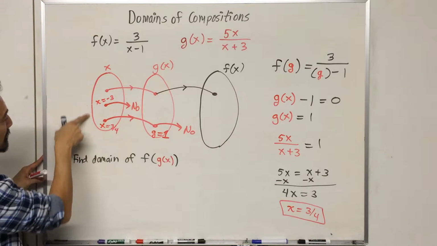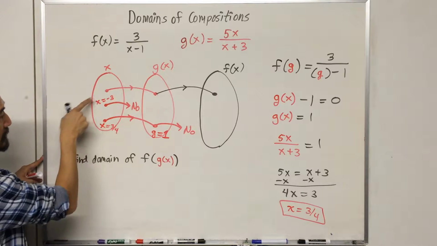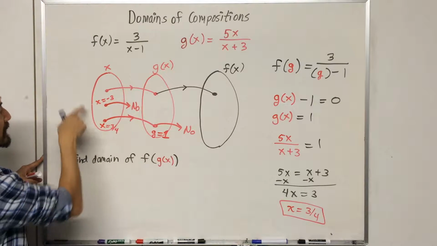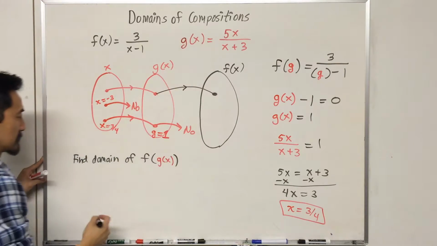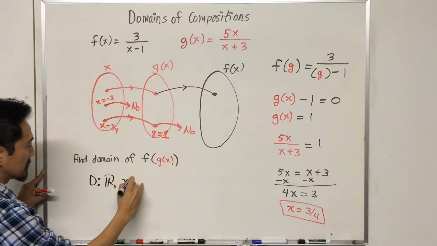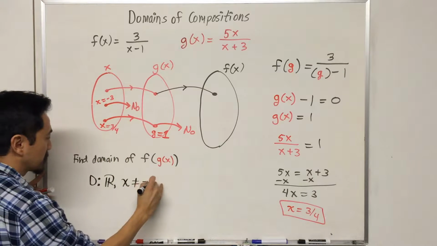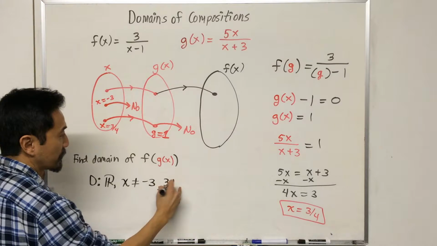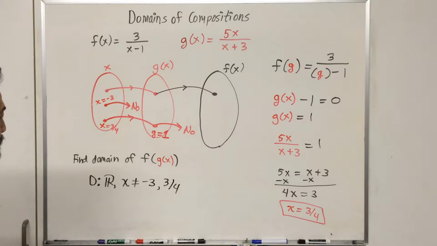So, we have found the two trouble numbers, if you want to call them that. And so our domain is going to be all these other numbers. So the domain for the composition will be all real numbers except for -3 and 3/4. Okay?